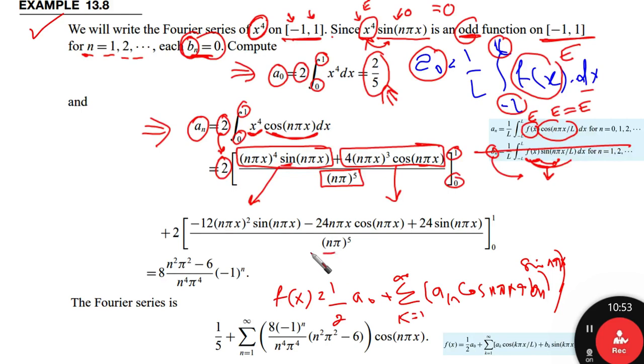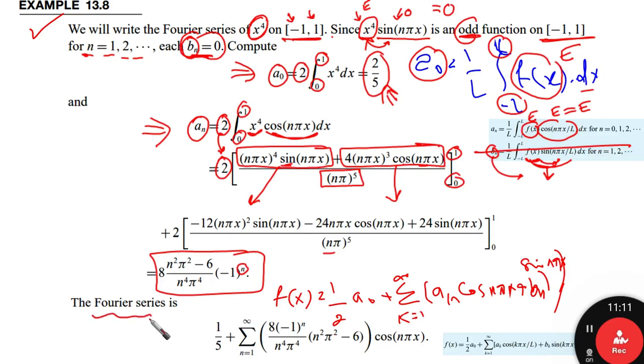Based on that, you are going to end up with 8n squared pi squared minus 6 over n to the power 4 pi 4 times minus 1 to the n. This is how this series is going to end up.